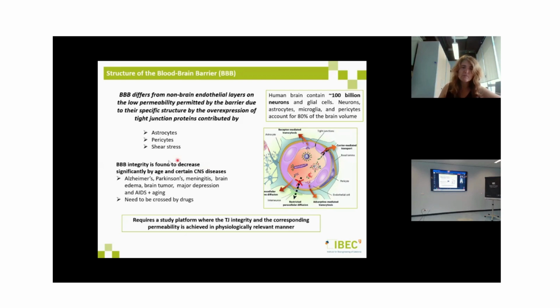model. And it's also important to know that the integrity of this barrier is affected in many neurodegenerative diseases like Alzheimer's, Parkinson's, and Huntington's. So it's important to model this barrier in order to understand these diseases.